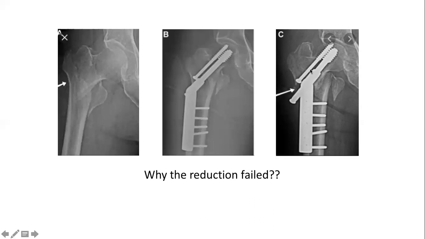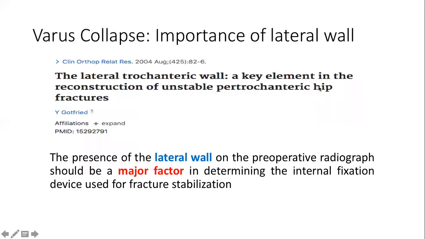But of note, which is of recent interest, they are saying that this lateral wall is very important, because this lateral wall provides the main buttress against which the proximal fragment has to buttress. And injury to this lateral wall, preoperatively or perioperatively, actually leads to this varus collapse of the bone.